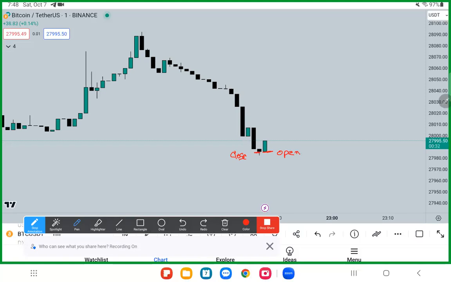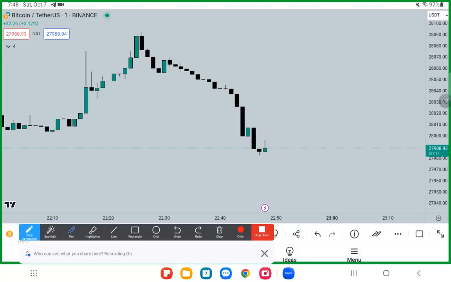This understanding will help us when we go over what a volume imbalance is. So don't worry about that too much right now, but just know that this idea of opening where the last candle closed is important, and we'll build on that later on as we get better at our understanding of price action. So let's study this candle right here.